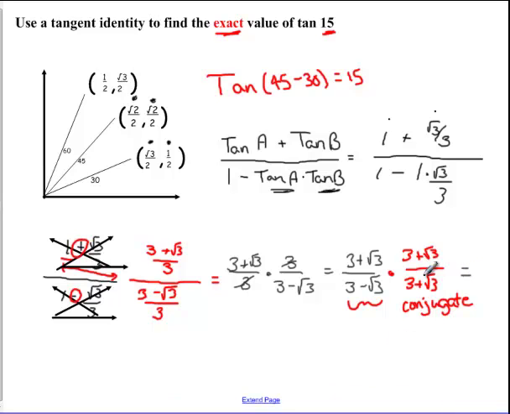Okay, when I multiply this by the conjugate, I have to FOIL out the top, or hopefully you remember how to FOIL quickly. 9 plus 3 radical 3 and another 3 radical 3 is 6 radical 3. Radical 3 times radical 3 is 3. 9 minus 3 on the bottom, because the whole point of having a positive and a negative is so the middle terms cancel out.